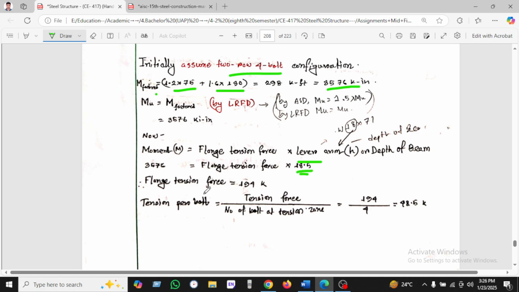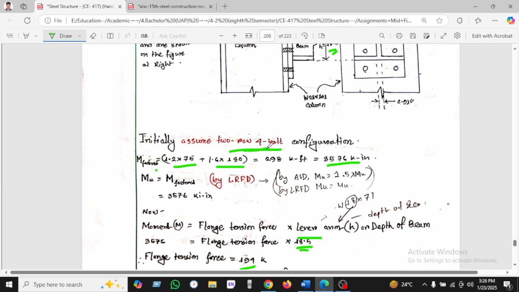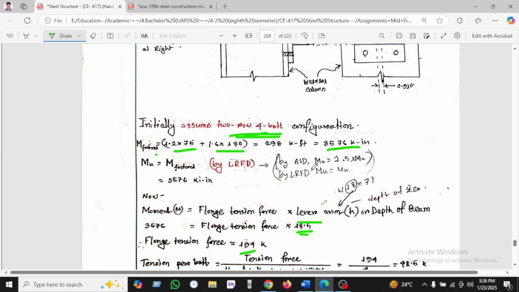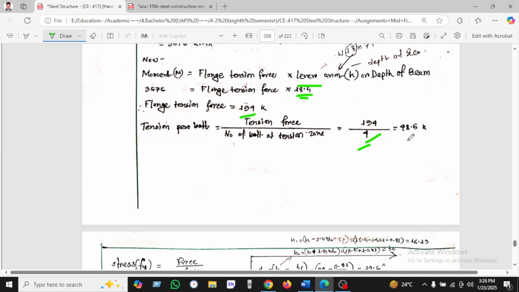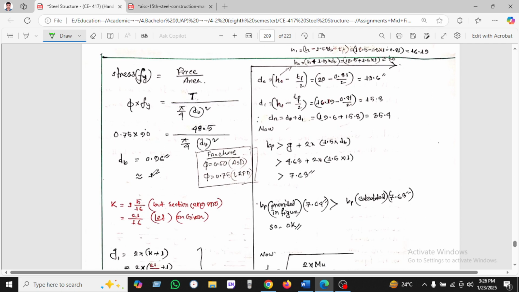And in this way the flange tension force is 194 kip. So the tension per bolt will be 194 divided by 4, as we have assumed 4 rows of bolts, and we have found 48.5. So the stress force per area, as we know, and in this way we have found db is 0.9 inch, which we have taken as 1 inch.